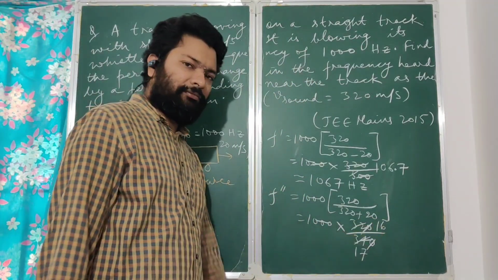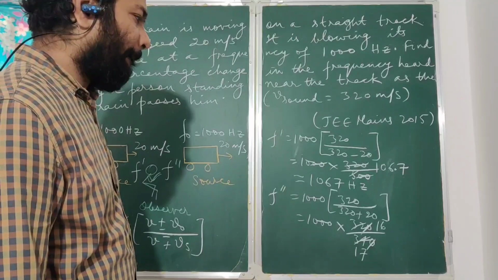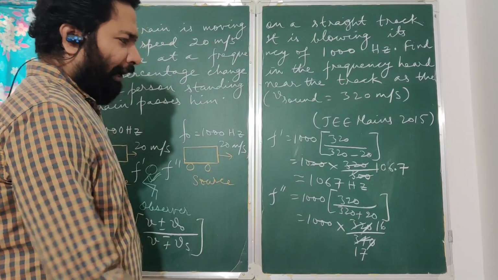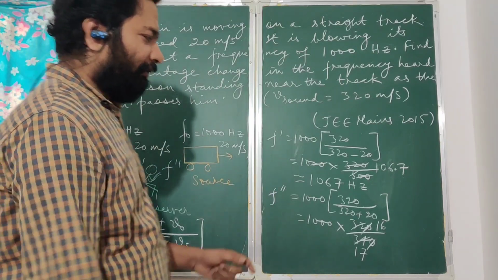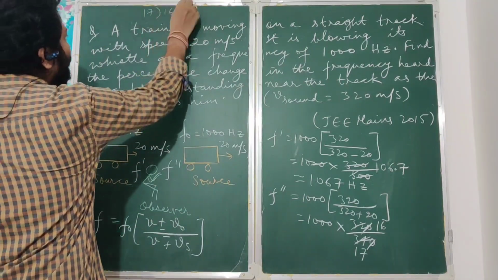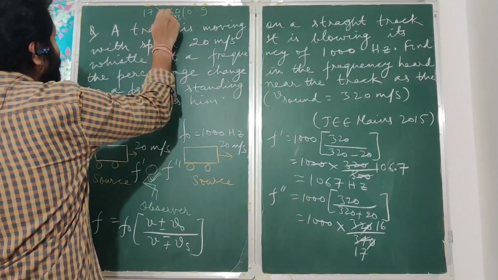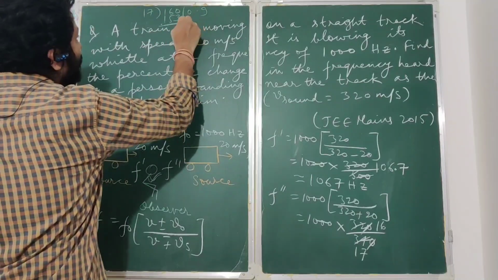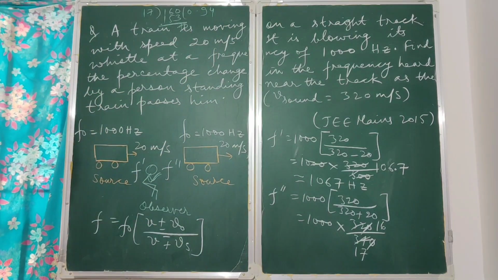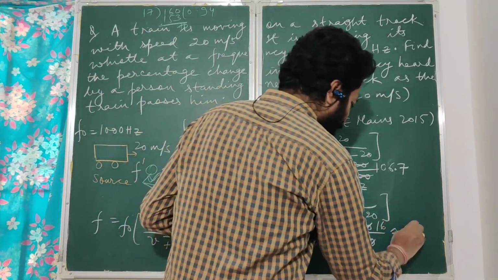So how many times does it go? Can you tell? So it will be 0.9 something. So we have to find out how much is that something. So let's do that. 17, we are having 16 here. 0.9, 4, 7, 4. So almost 0.94. Multiply it with 1000. So you get approximately around 940 Hertz.